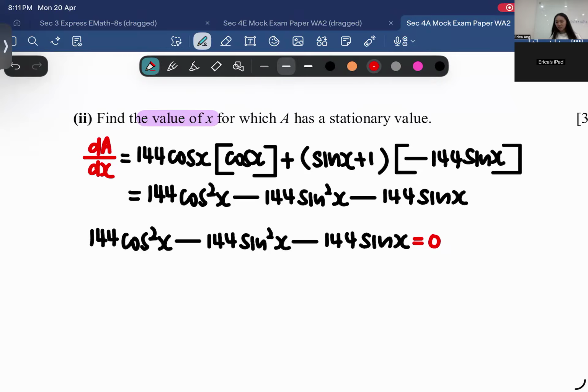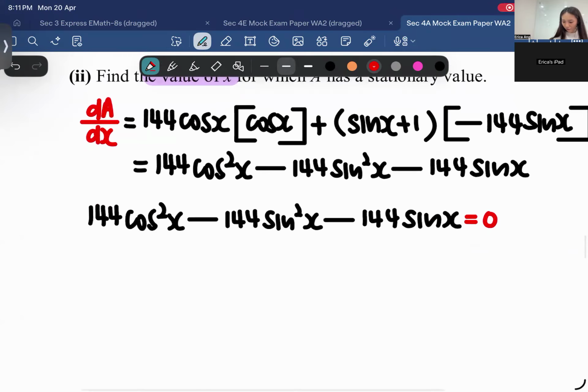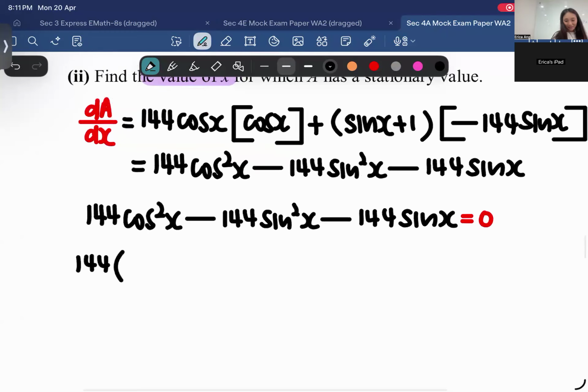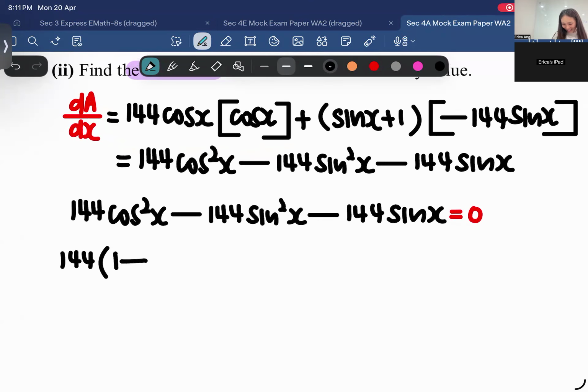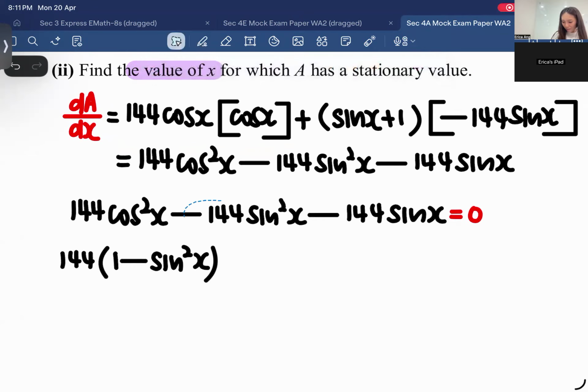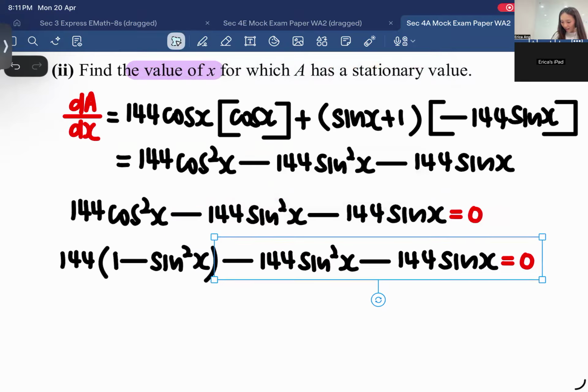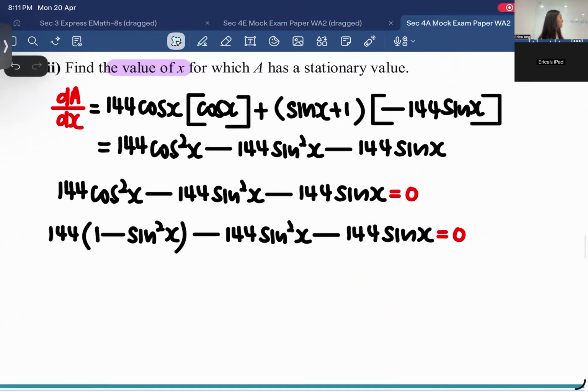So what is cosine square? Rian, can you help me? 144 times? How do I make cosine square the subject? 1 minus sine square. Okay, so it's like that. Then after that, you go and simplify for me. Can you simplify to make it look like a nice quadratic equation?